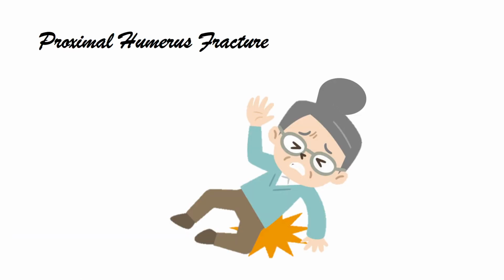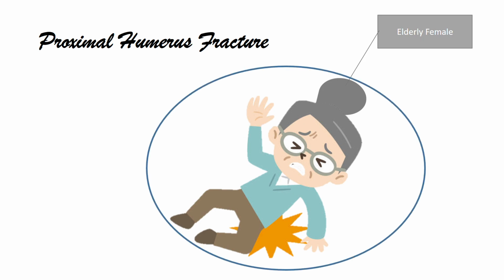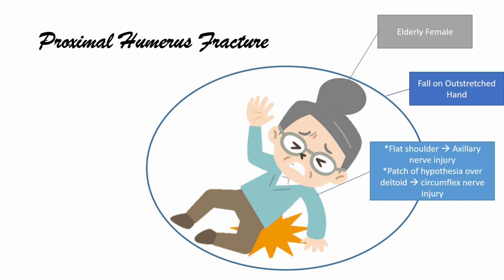Let's move to proximal humerus fracture. And as we can see here, this is an old lady because it's more common in the elderly due to postmenopausal osteoporosis. The most common mechanism of injury is again a fall on outstretched hands. And as you can see in our clinical pictures, there will be a flat shoulder due to axillary nerve injury, and there will also be a patch of hypoesthesia over the deltoid due to circumflex nerve injury.